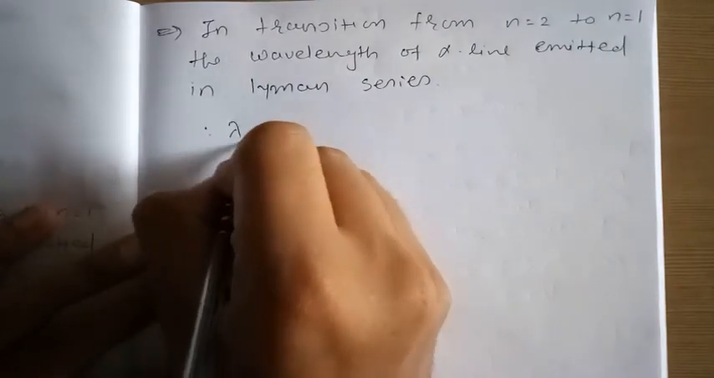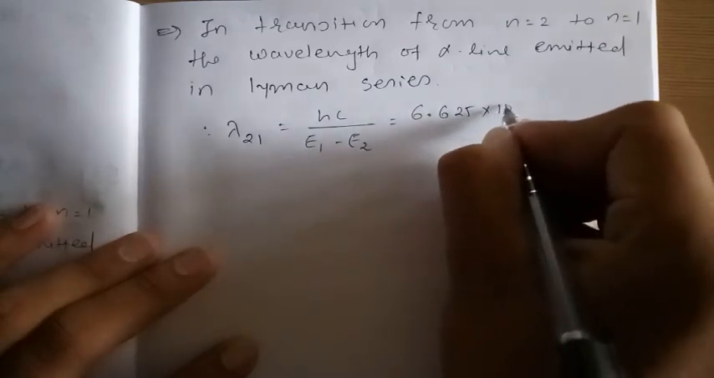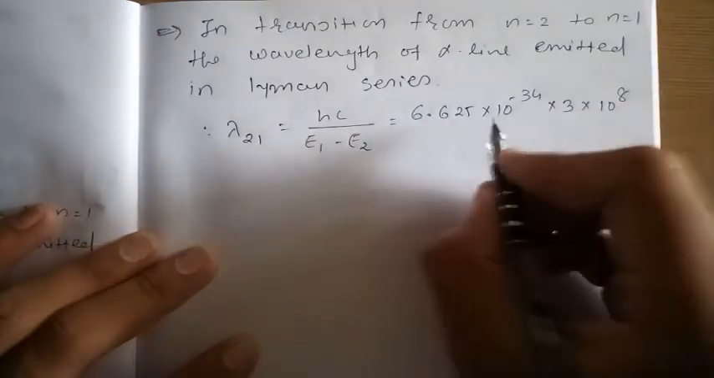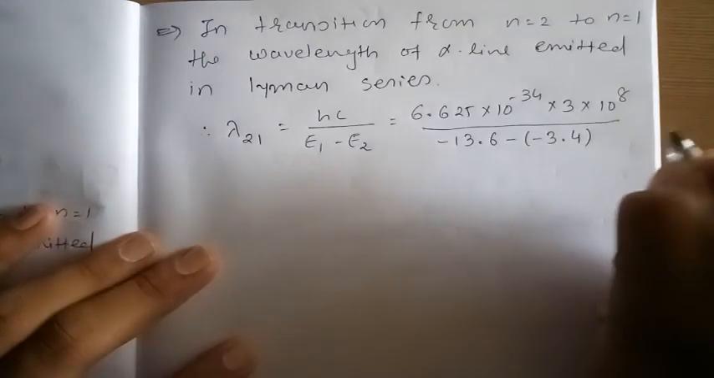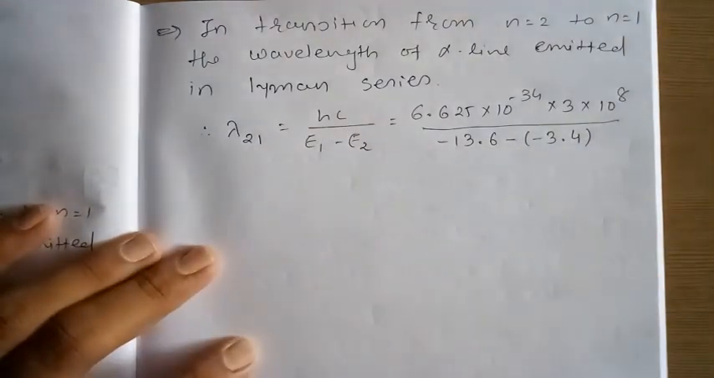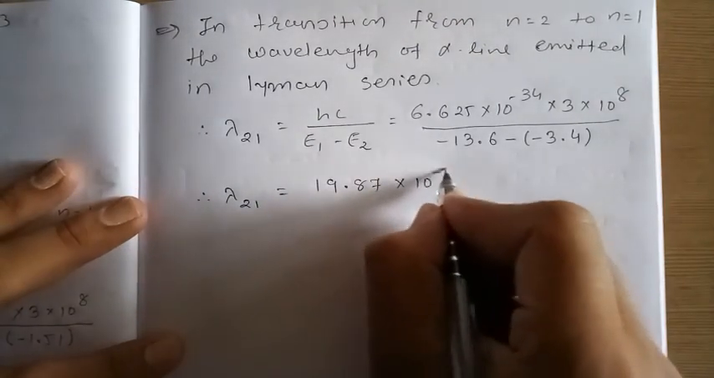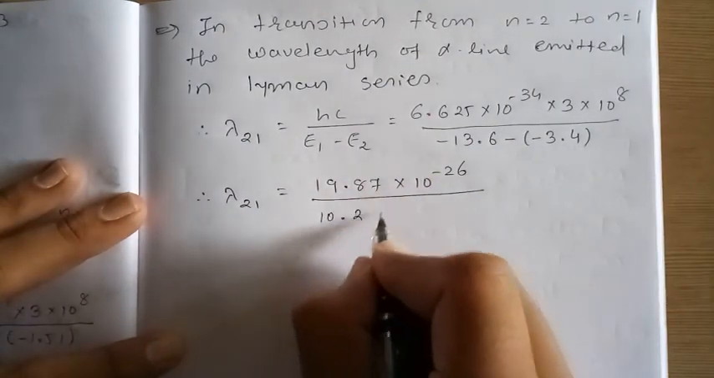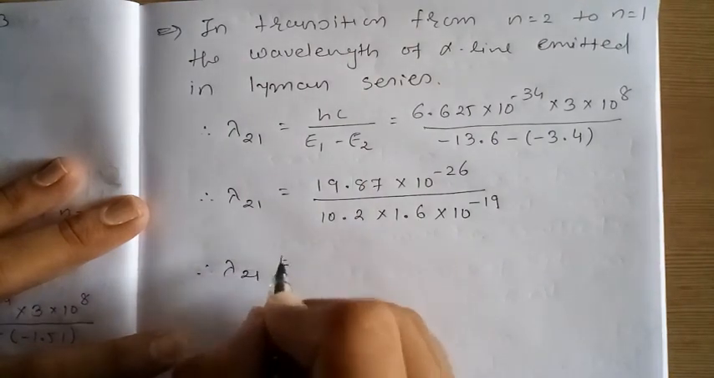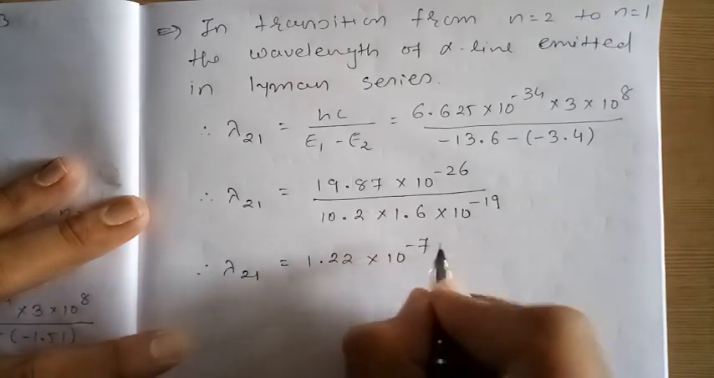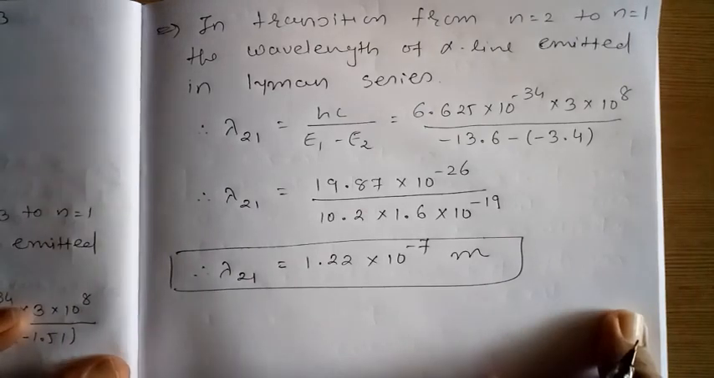To find the wavelength, lambda 21 equals hc upon E1 minus E2. The value of h is 6.625 into 10 raised to minus 34, the value of c is 3 into 10 raised to 8, upon, we know E1 is minus 13.6 minus the value of E2, minus 3.4. Again friends, this is in electron volt, we have to convert it into joule. So lambda 21 equals 19.87 into 10 raised to minus 26 divided by 10.2, converting eV into joule with 1.6 into 10 raised to minus 19. So we get lambda 21 equals 1.22 into 10 raised to minus 7 meter.